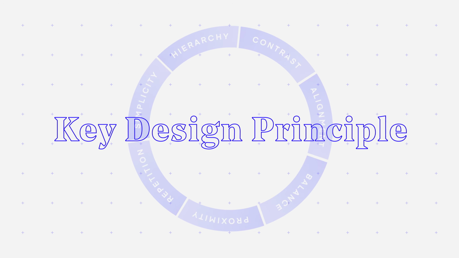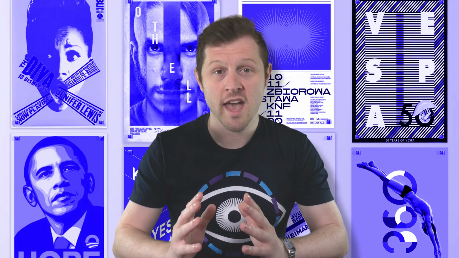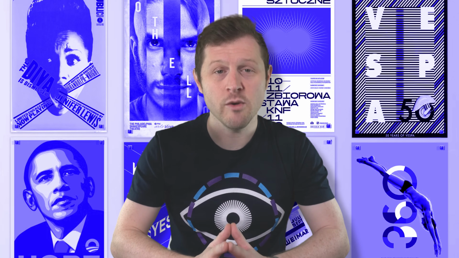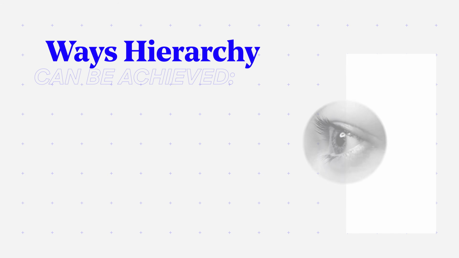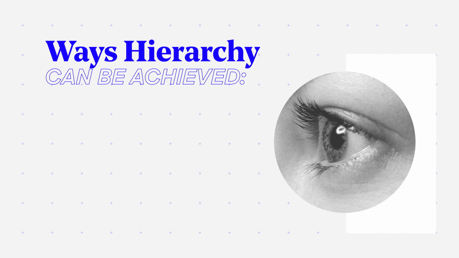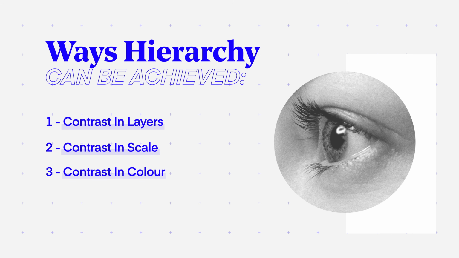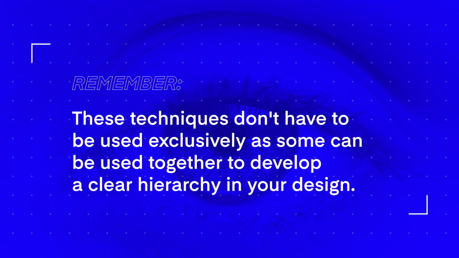In a previous video, I discussed one of the key design principles, hierarchy. In that video, we looked at the key ways hierarchy can be achieved in poster design. In poster design, hierarchy can be achieved in a variety of ways using contrast in layers, contrast in scale, contrast in color, contrast in space, and contrast in direction. Now, it's important to remember that these techniques don't have to be used exclusively, as some can be used together to develop a clear hierarchy in your design.